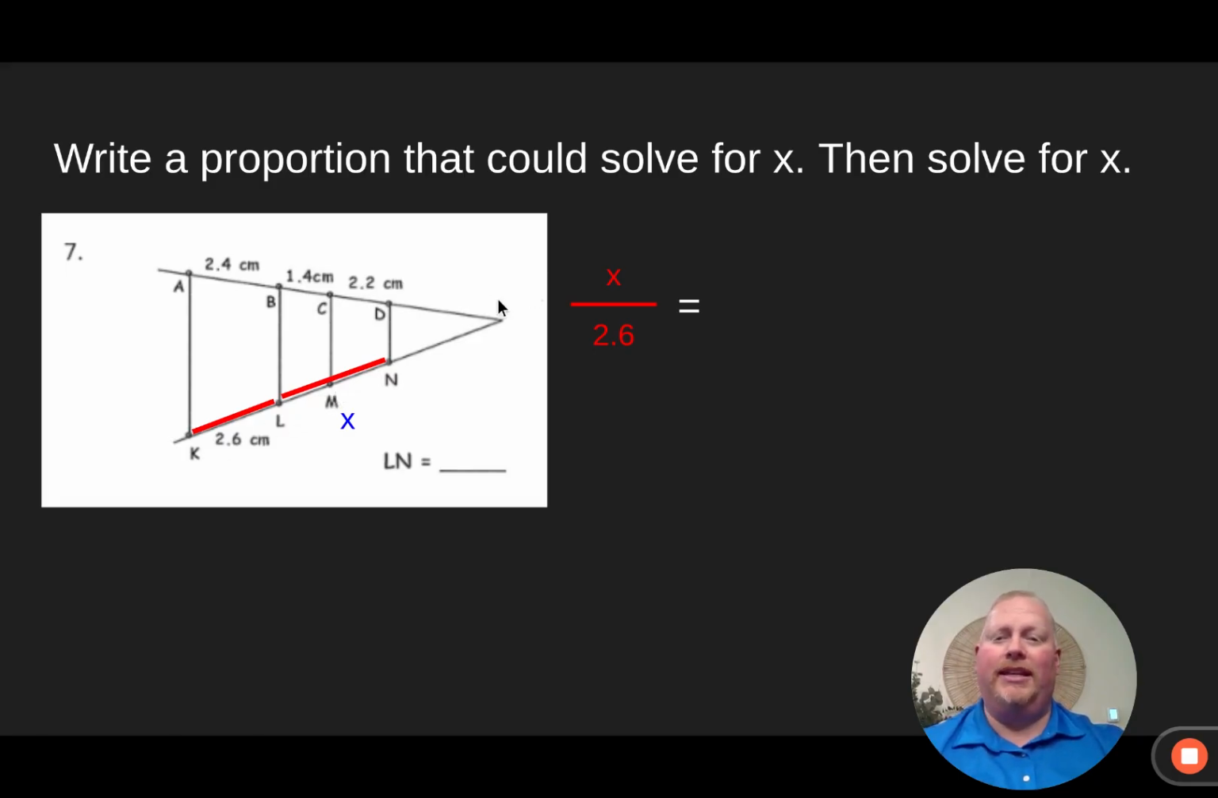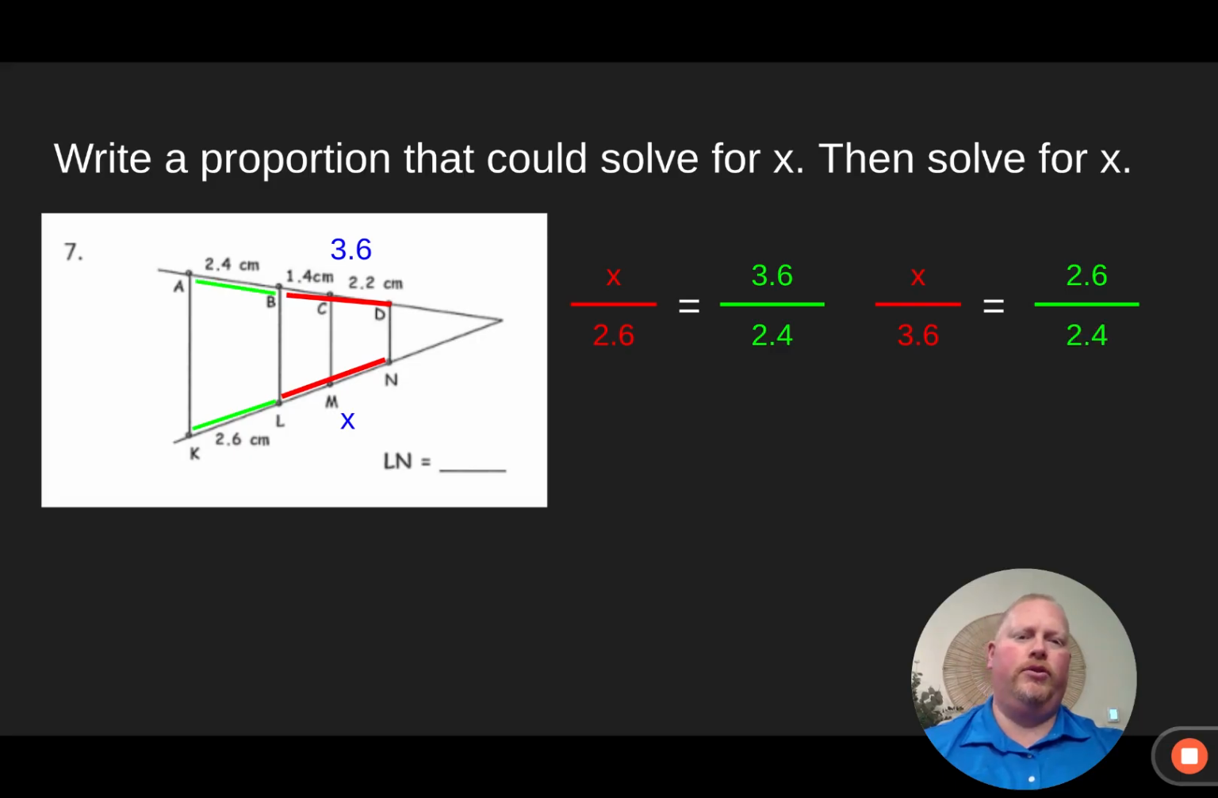Now, if I do the same thing to the top line, I'm going to have to do the same distance. So this covers 2 lengths. So on top, I'm going to need to cover 2 lengths. So the 1.4 and the 2.2 together. So when I add those up, I get 3.6. So if I did x over 2.6, then I will do 3.6 over 2.4. Or alternatively, I could do x over 3.6 equals 2.6 over 2.4.